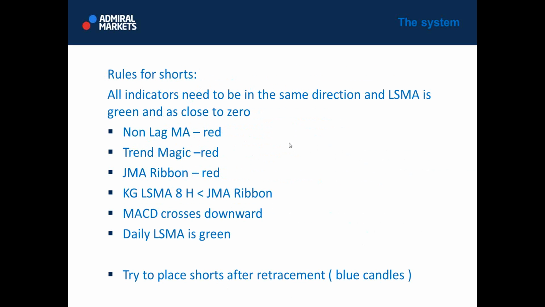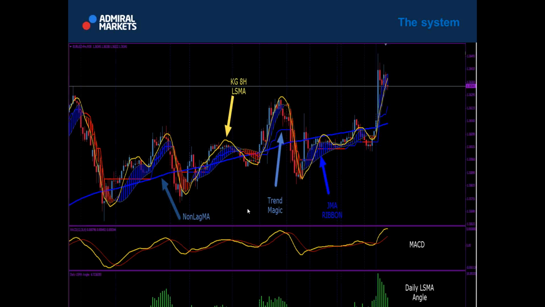It's vice versa for shorts. All indicators need to be in the same direction and LSMA is green as it's close to zero. Trend indicators are red: non-lag EMA, Trend Magic, JMA ribbon. LSMA should be below the JMA ribbon. MACD should be crossed downward and daily LSMA should be green. Okay? As in this example.